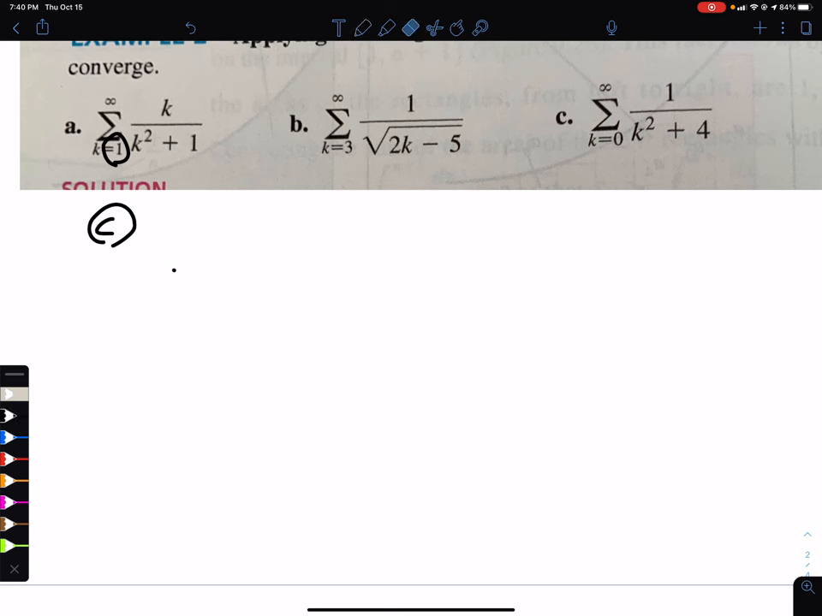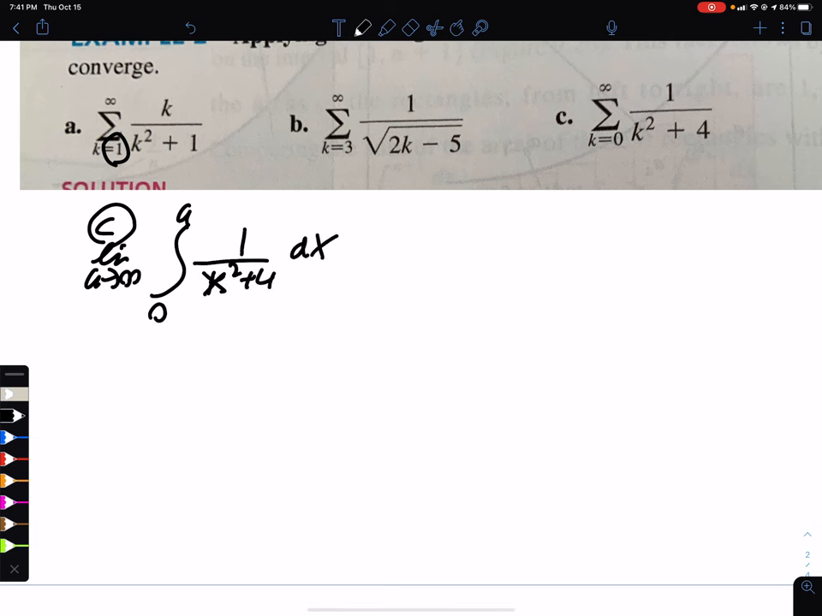We have to integrate this. This one, wow, this is going to test your memory. Some of you need to review some of your derivatives and integrals. I'll do the integral of 1 over x squared plus 4 dx.